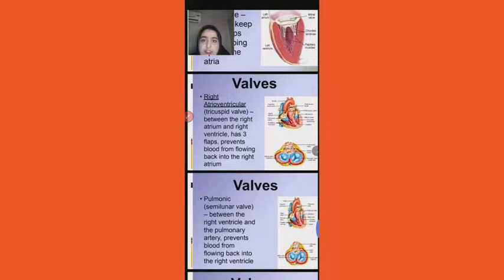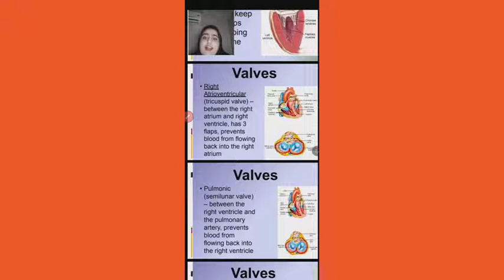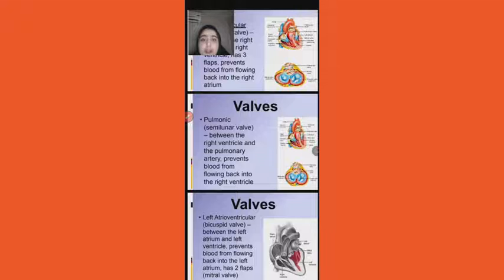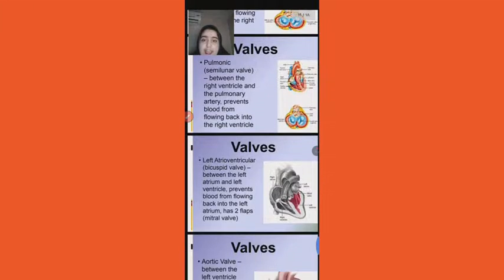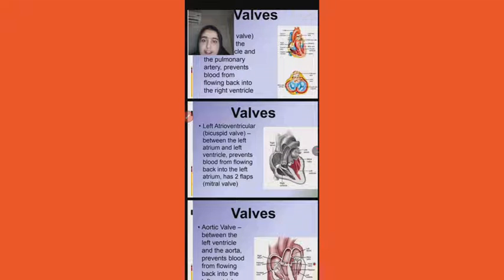atrioventricular valve. It means the tricuspid, between the right atrium and the right ventricle, has three flaps and prevents blood from flowing back into the right atrium. The pulmonic valve, between the right ventricle and the pulmonary artery, prevents blood from flowing back into the right ventricle. And the bicuspid, which means the mitral, between the left atrium and the left ventricle, has two flaps and prevents blood from flowing back into the left atrium.